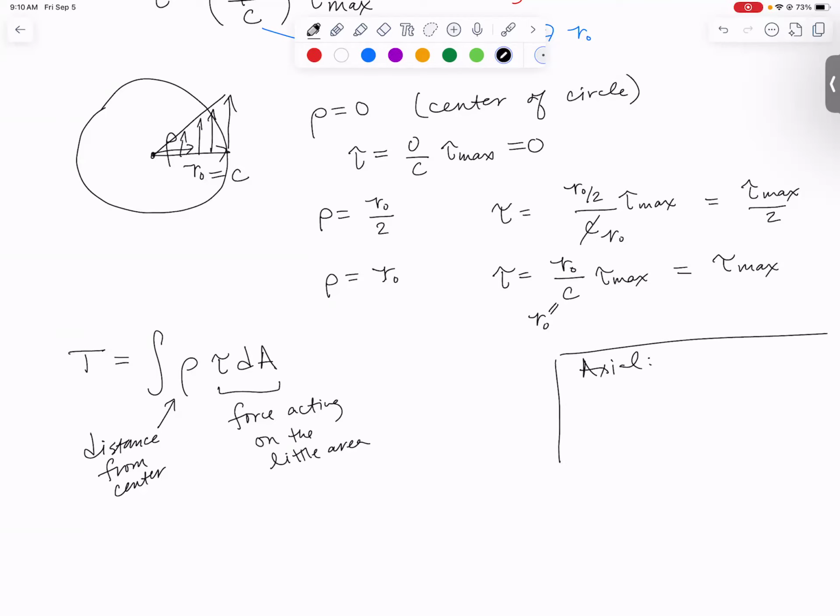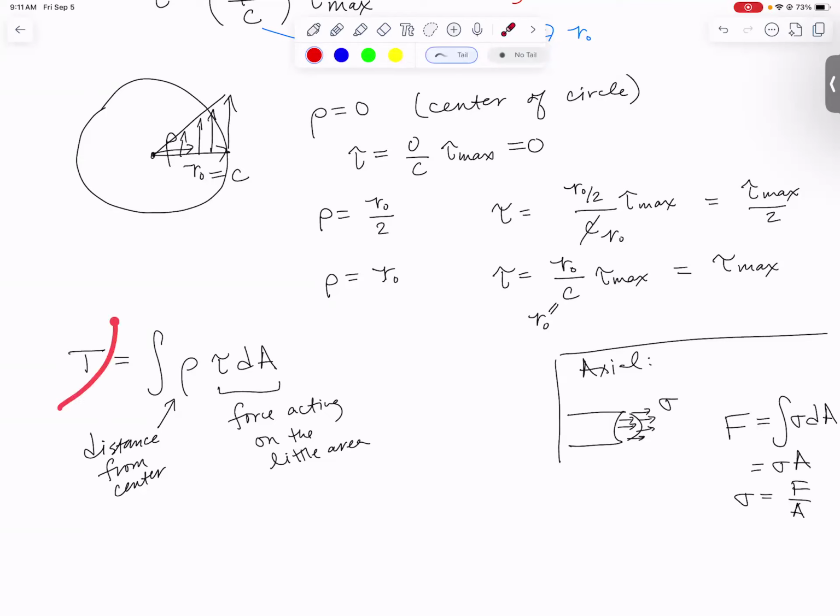We did something similar for axial loading. With axial loading, our stress was completely uniform over the whole area. And if we wanted to find the total force, it's simply the stress times dA integrated over that entire area. Because the stress was uniform, we ended up with sigma times area, and we got that stress was just force over area.